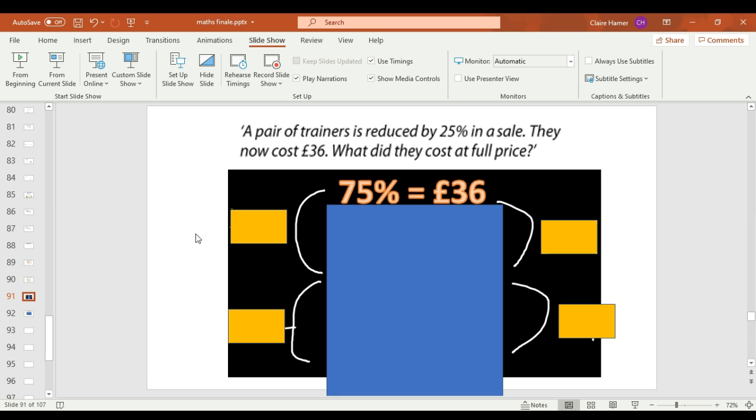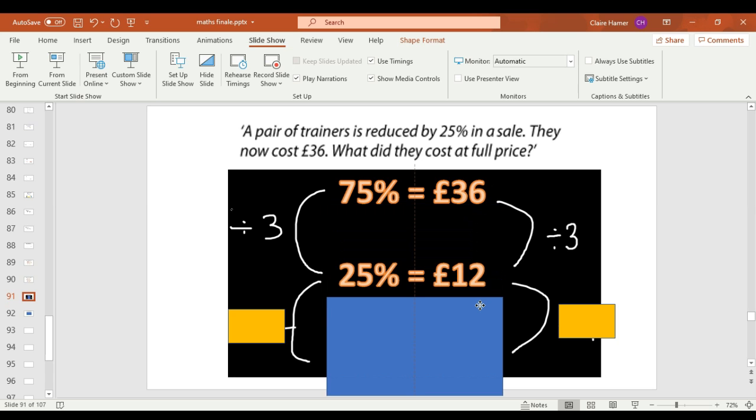Right, I'm going to reveal my workings. So let's have a look what I did. So first of all, I divided by 3. Notice how 7 add 5 is 12, so I know that's a multiple of 3. And 3 add 6 is 9, so I know that's a multiple of 3. It's a nice little trick to remember. So I worked out that 25% of the trainers is worth £12.